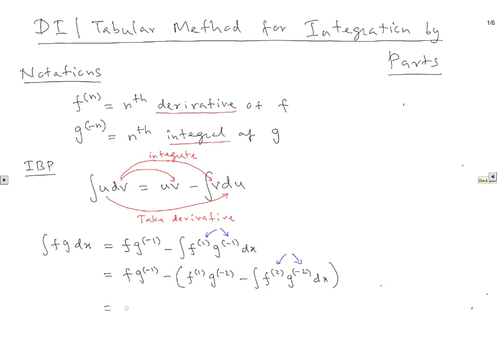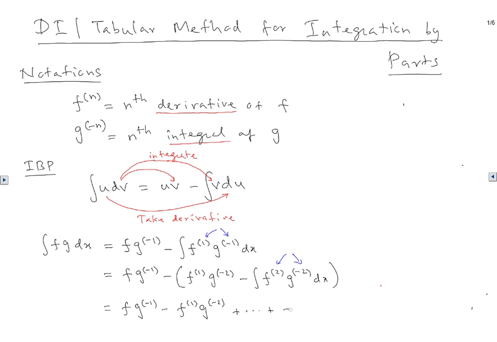What's going to happen? It is f g to the negative 1, and then there's a negative sign, and then we have f, the first derivative, and g to the second integral. You see that we start with 0, negative 1, and then 1, negative 2. We're going to keep repeating it. If you take more and more integrals, you can see the sign change, and the first function you repeatedly take derivatives, the second you repeatedly take integrals.